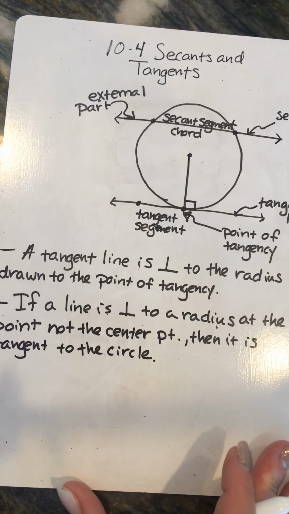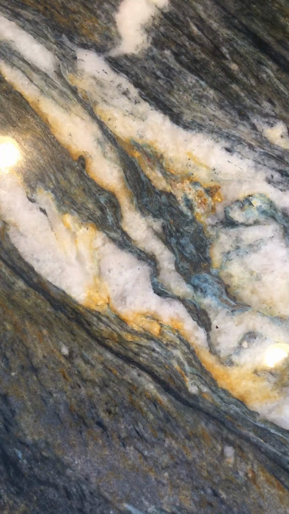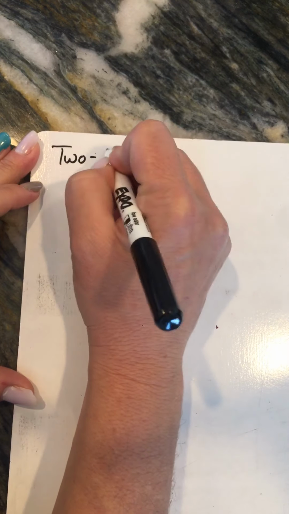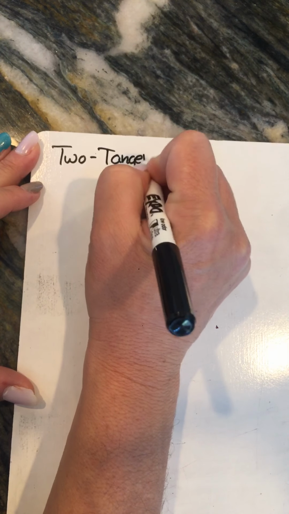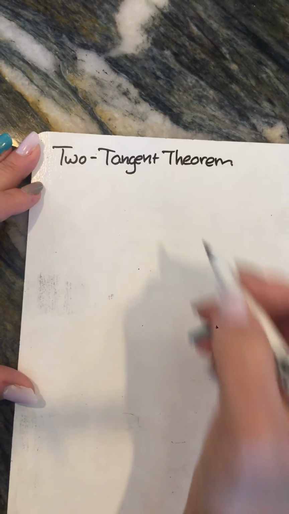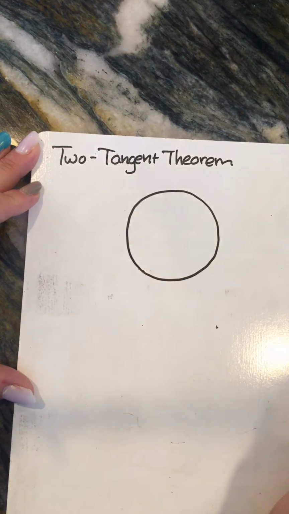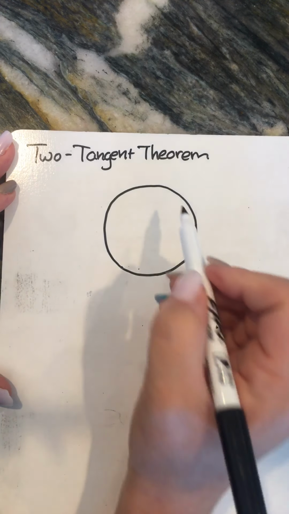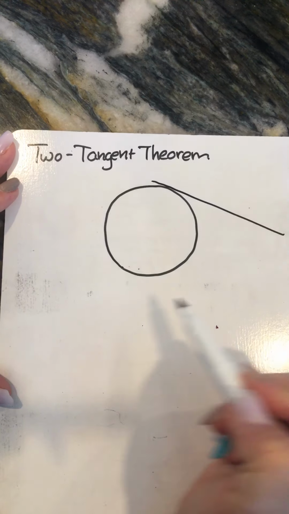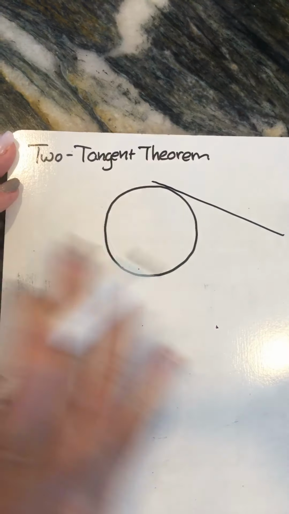Okay, so let's talk about something called the two-tangent theorem. All right, here we go. The two-tangent theorem. This will apply when you have two tangent lines that touch or intersect outside of the circle. So here's a tangent line, and then we're going to draw another tangent line that's going to touch this tangent line outside of the circle.